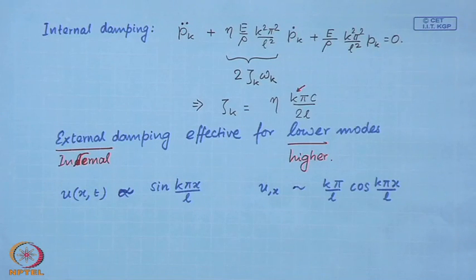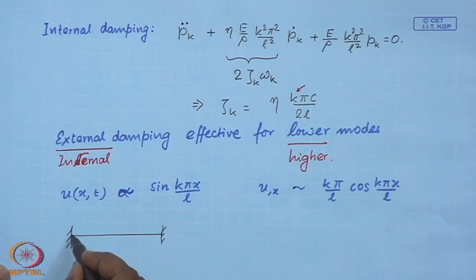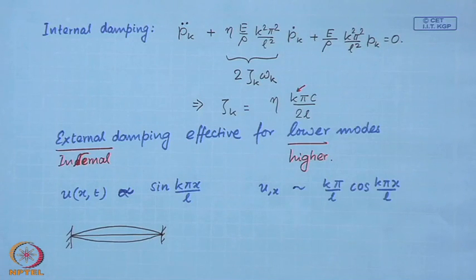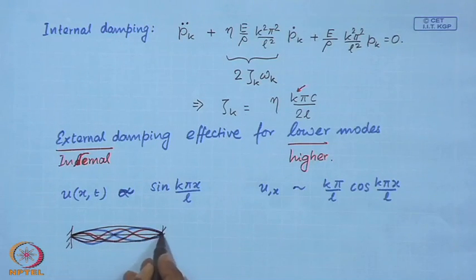On the other hand, if you consider this external damping, if you look at say for example, the first mode. So, the first mode of the bar or the string looks like this, the second mode looks like this, the third mode looks like this. So, higher the mode, more will be the nodes, and therefore, the effective motion of the system in the ambient fluid will be lesser and lesser. So, the effective damping because of external damping reduces as you go to higher modes.